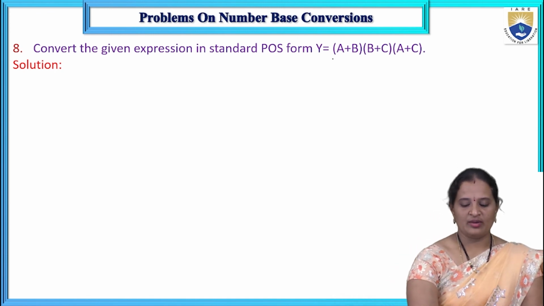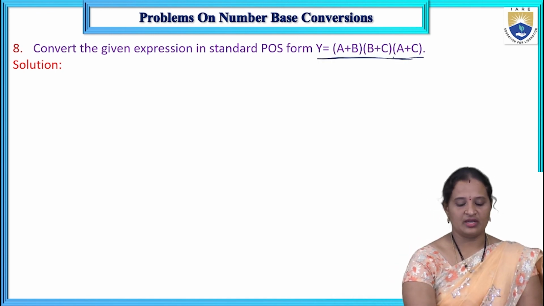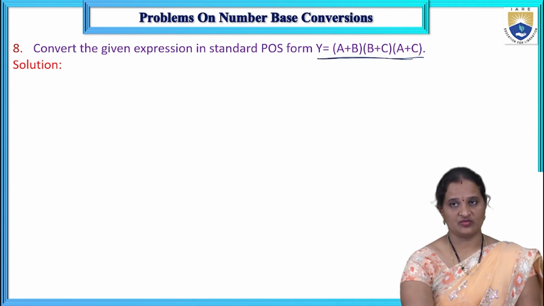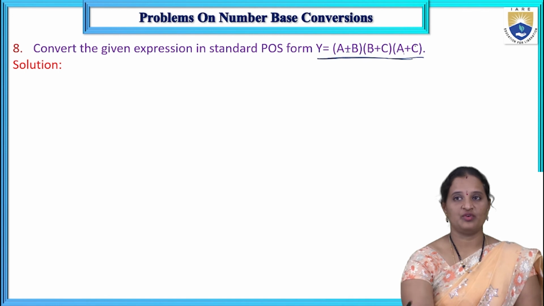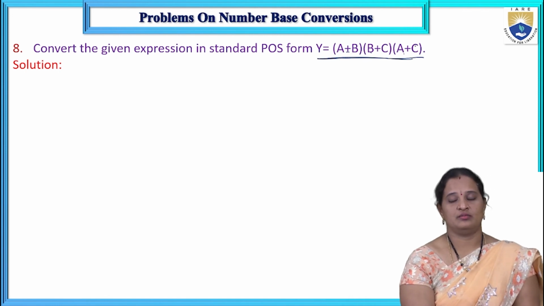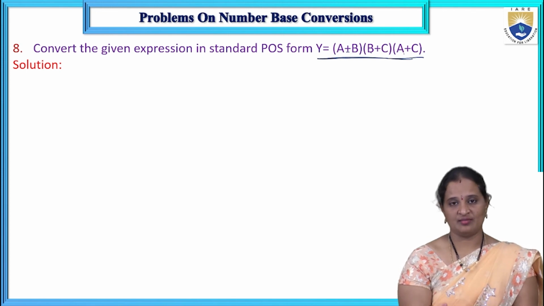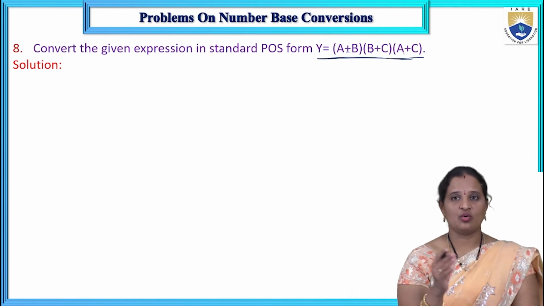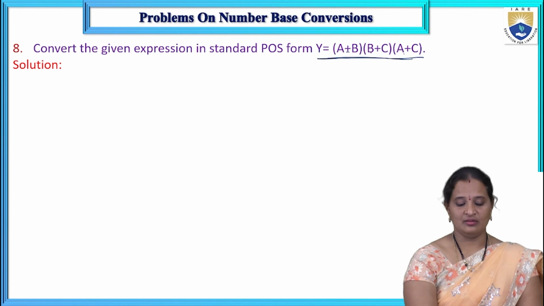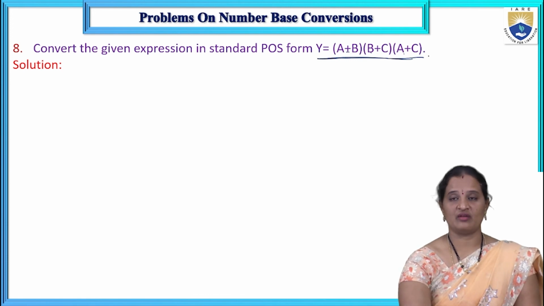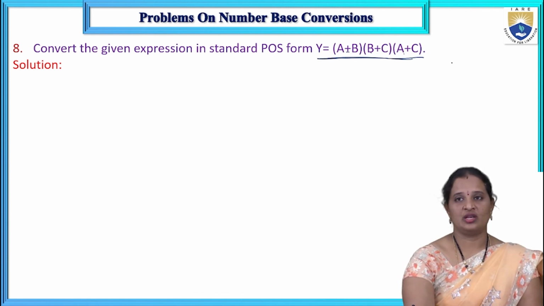And one more problem. Convert the given expression into standard POS. This is the product of sums form. So we have sum terms, and all the sum terms are multiplied together, which is nothing but the product of sums form. We are going to convert this into canonical form.